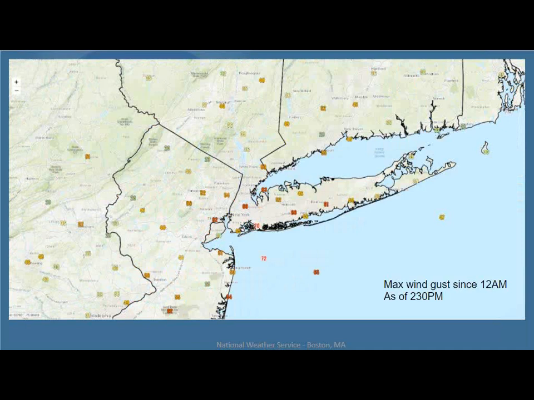Now, this is the maximum wind gusts since midnight of that day, and this is right around 2:30 p.m. And as you can see, even across New York, we still had some 50 to even some low 70 mile per hour wind gusts in the New York area, and also getting into Connecticut.